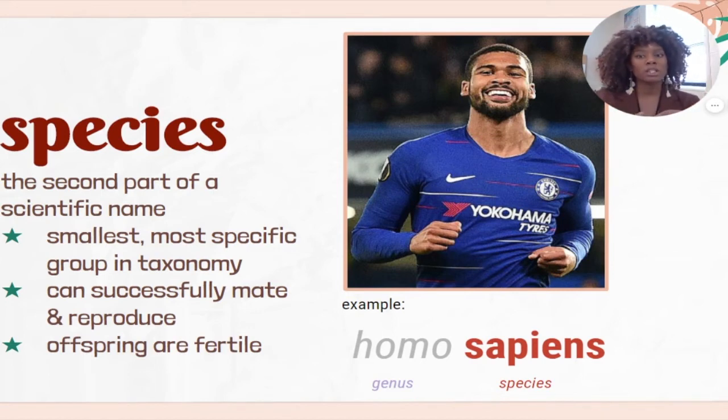So speciation is basically when organisms can no longer mate with each other. There have to be two separate species. So if organisms can mate together and produce fertile, viable offspring, then they are the same species. If they cannot successfully mate and produce fertile, viable offspring, then they are different species.